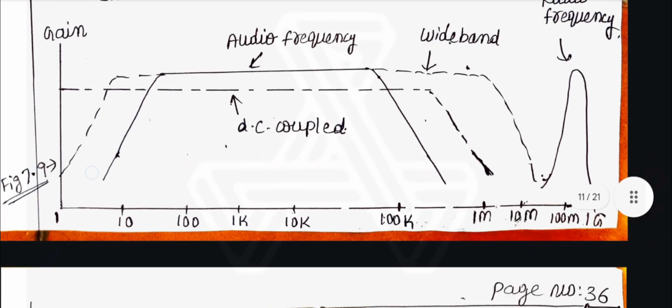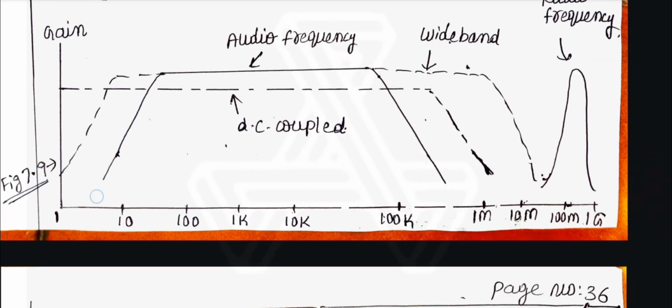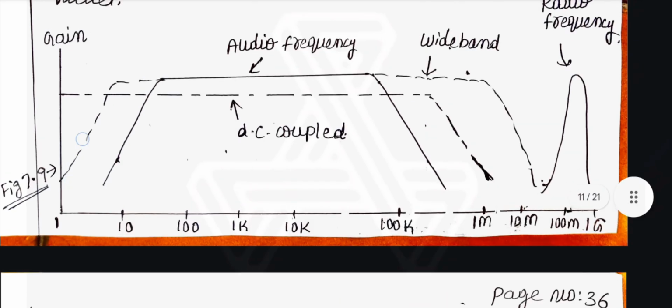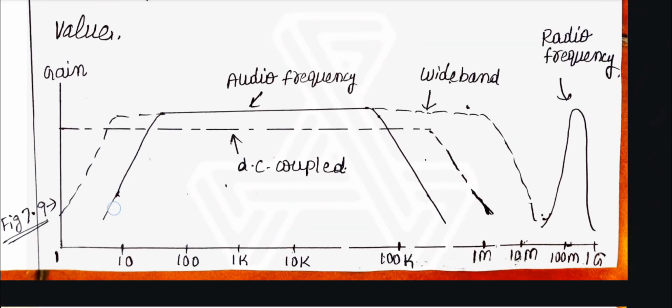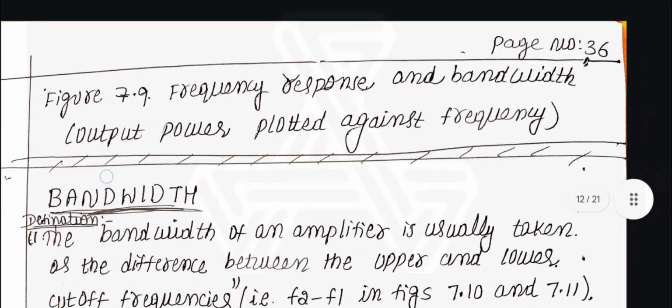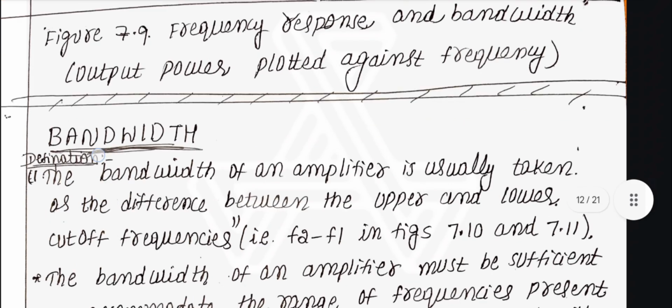Radio frequency, audio frequency, wideband, DC coupled. Audio frequency covers 10 to 100 kHz, wideband covers 0 to 100 MHz, and after 100 MHz is radio frequency. This is a figure of frequency response and bandwidth, with output power plotted against frequency.